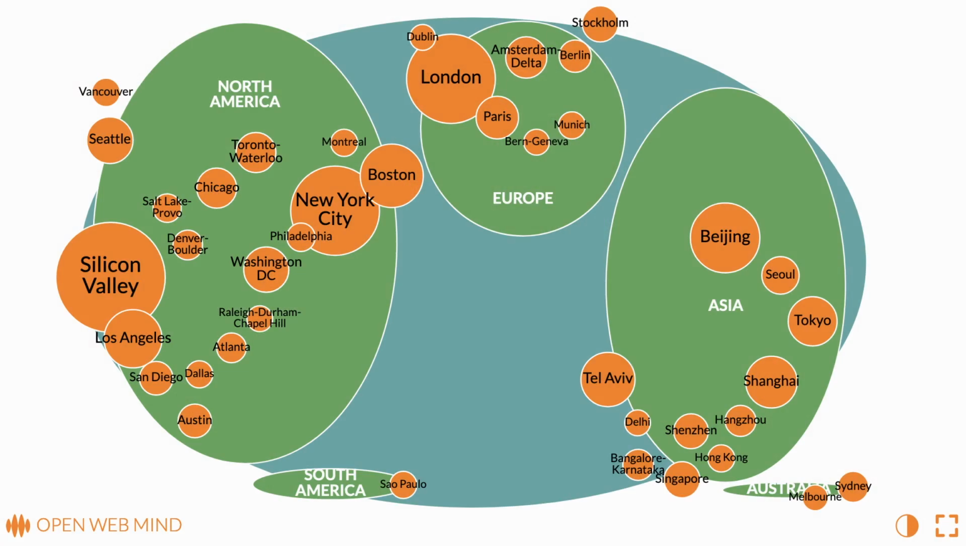The visualization communicates a lot of information. You can see that the US has a lot of important startup hubs like Silicon Valley and New York, both of those leading the pack. And there are a few in Canada too. This makes North America the biggest continent for startup hubs.